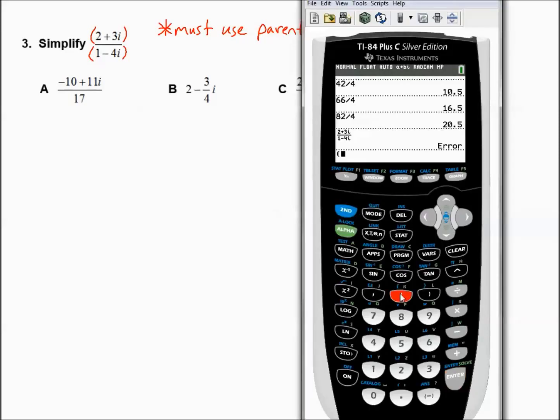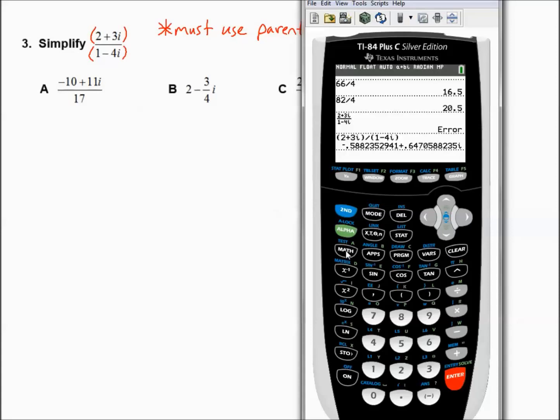I'm going to type a parenthesis and put 2 plus 3i, and then close the parenthesis, then hit the division, another parenthesis for my denominator, 1 minus 4i, close the parenthesis, and that's the division problem. Let's hit enter and see what the calculator looks like. Okay, I get a bunch of ugly decimals, but that's okay. The calculator can change them to fractions.